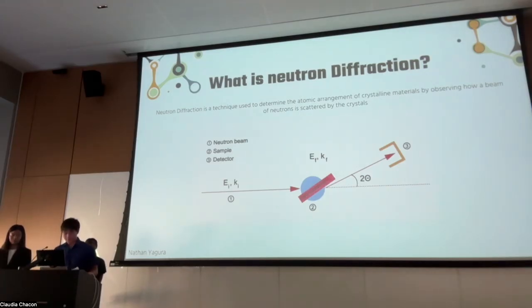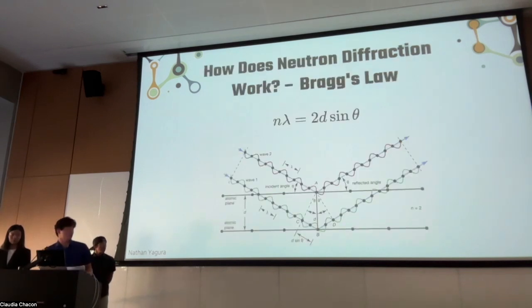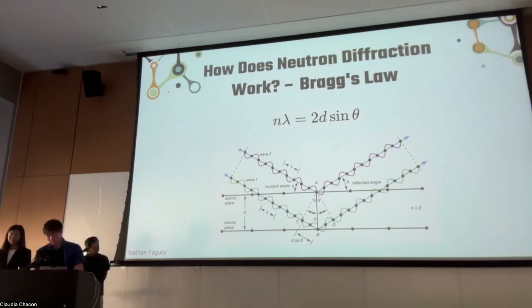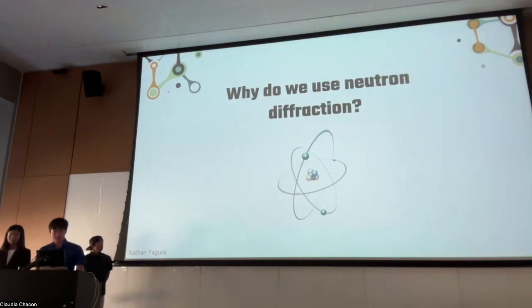Now that we know how these angles are determined, this is where Bragg's law comes in. Once the neutrons scatter from different planes within the crystal, the scattered waves can reinforce each other, and a diffraction peak is produced. This only occurs when Bragg's law is satisfied, and Bragg's law is the equation up there. d is the spacing between crystal planes, lambda is the neutron wavelength, and theta is the diffraction angle. By measuring these diffraction angles, we can determine the spacing between planes and ultimately the crystal structure.